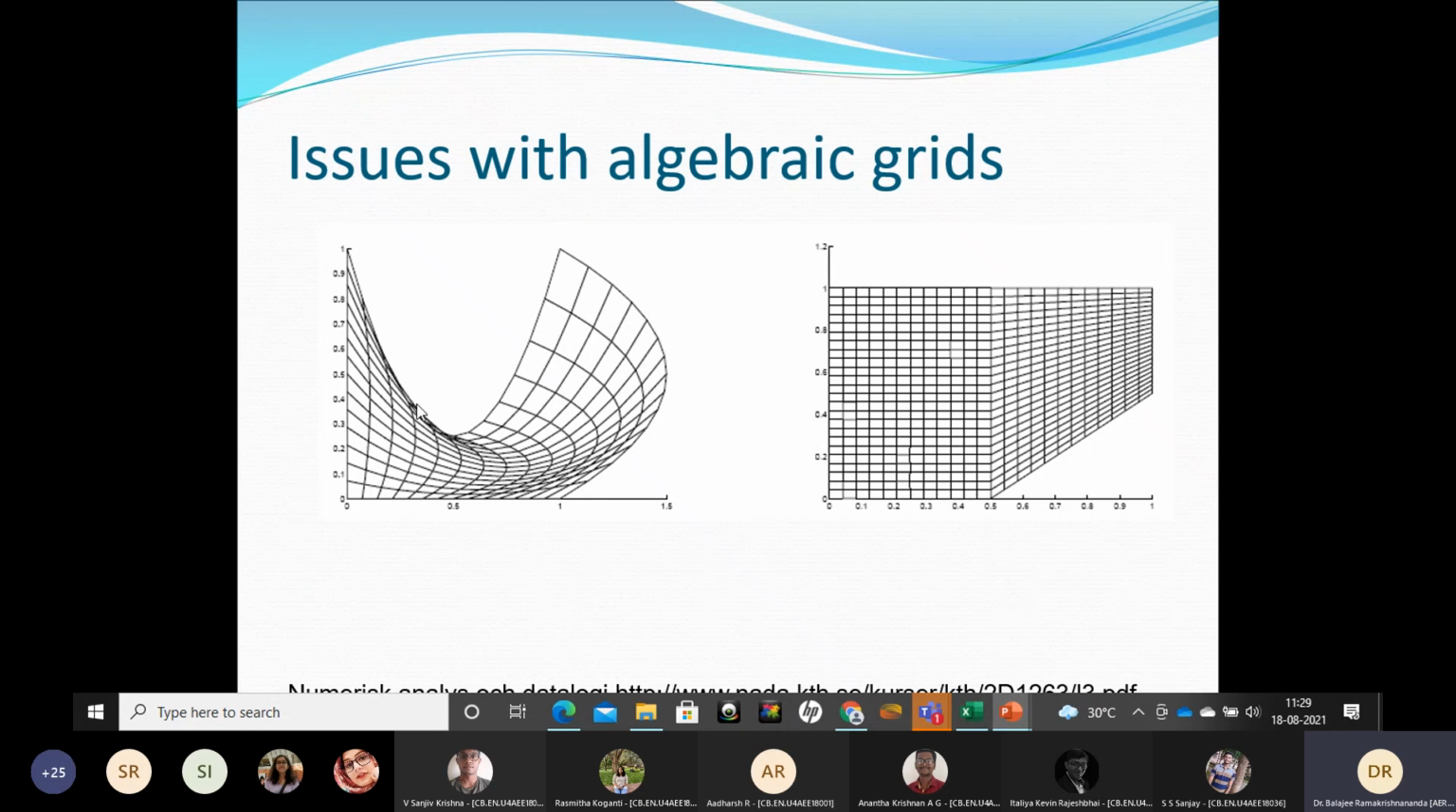Your grid lines are very skewed. Somebody has tried to generate using an algebraic grid. You see, at the bottom, the grid lines are extremely skewed. This skewness should be minimized in any grid. If it is extremely skewed, it will introduce more numerical errors.